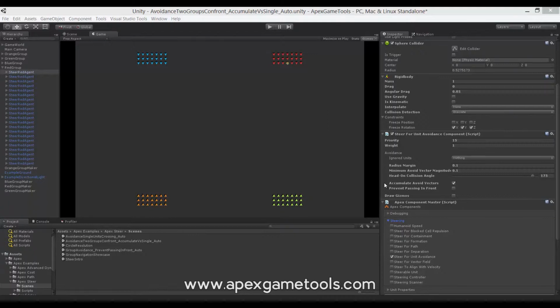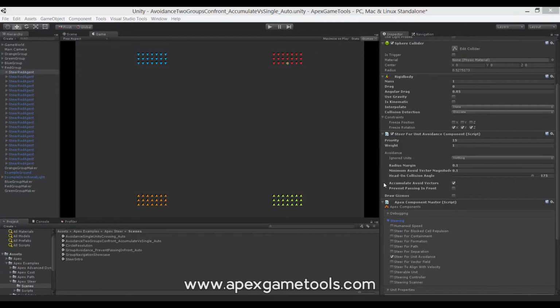Next we have two options that control the behavior of the units. The first, accumulate vectors, controls whether or not the unit will avoid multiple other units or just a single other unit. When it accumulates its avoid vectors, it will avoid all the units in its scan radius that it will collide with in the future. If this option is not on, the units will just avoid the closest unit with which it will collide in the future. So this results in slightly different behavior, as we will see in an example shortly.